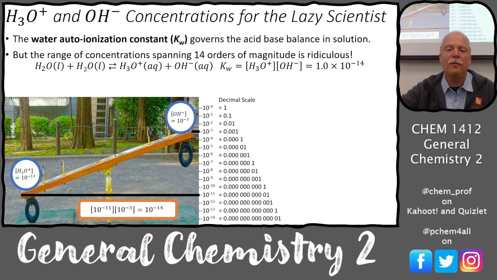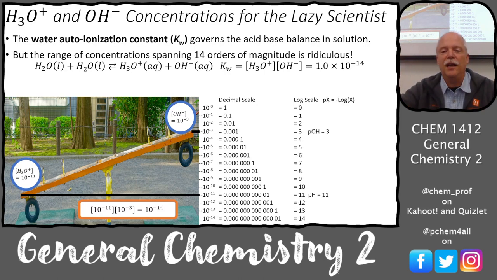So in decimal form, these are the concentrations we're talking about. If we have a really strongly basic solution, that might be 0.01 moles of hydroxide per liter of solution. And because the base is so high, that means the acid concentration is really, really low. It's down there at 0.00000000001. So if the acid or base goes up, the other goes way down. And we get tired of saying or writing all the zeros.